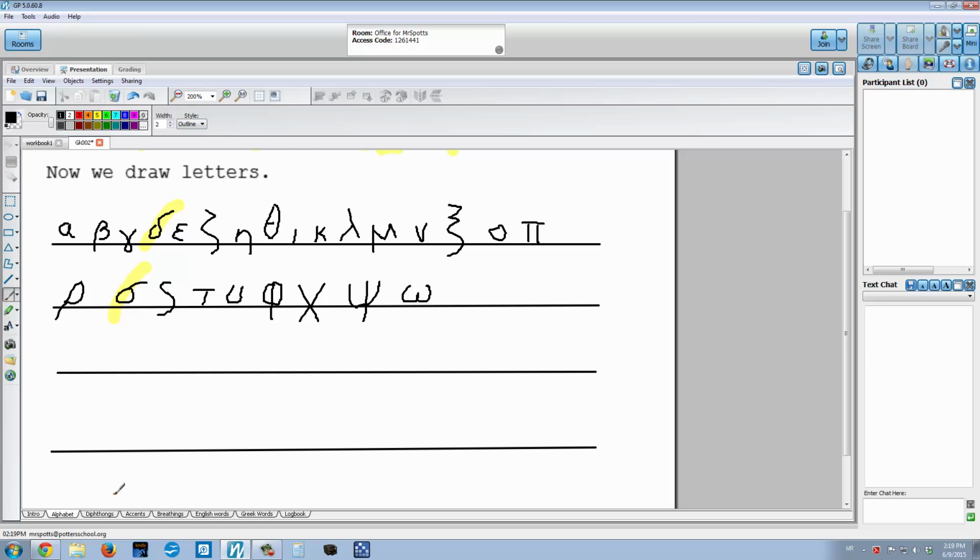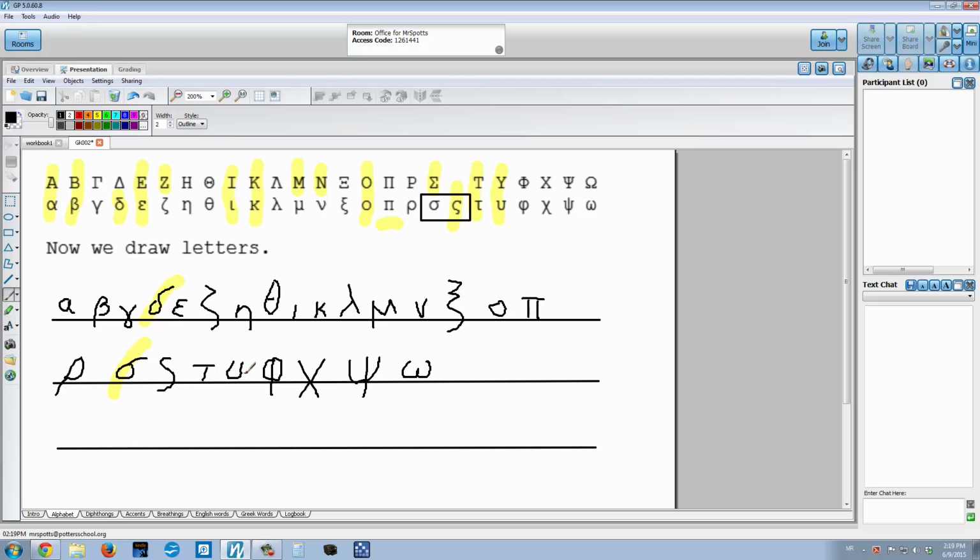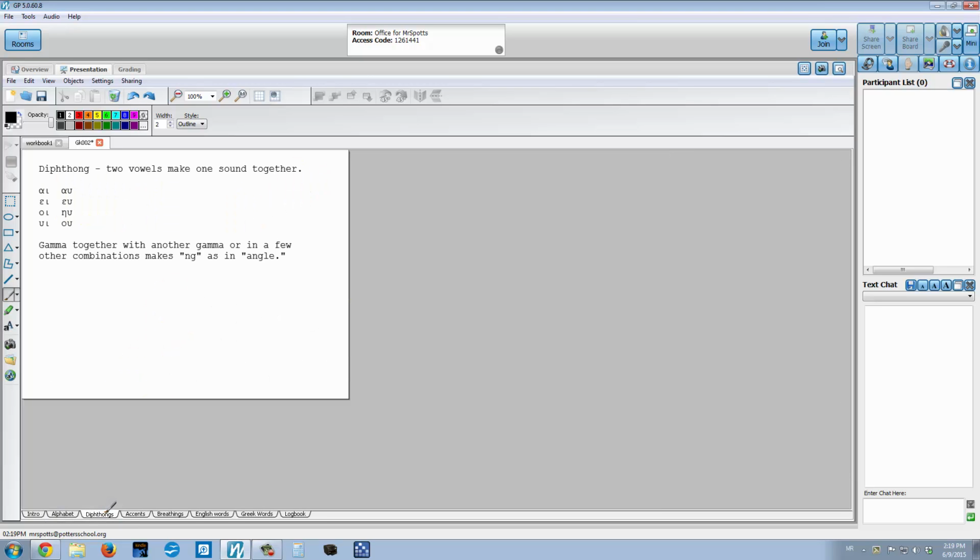Well, welcome to Greek recording number 2, part B. We've just introduced the alphabet and noticed how many letters we already recognized, and we practiced drawing them. Now let's take a look.